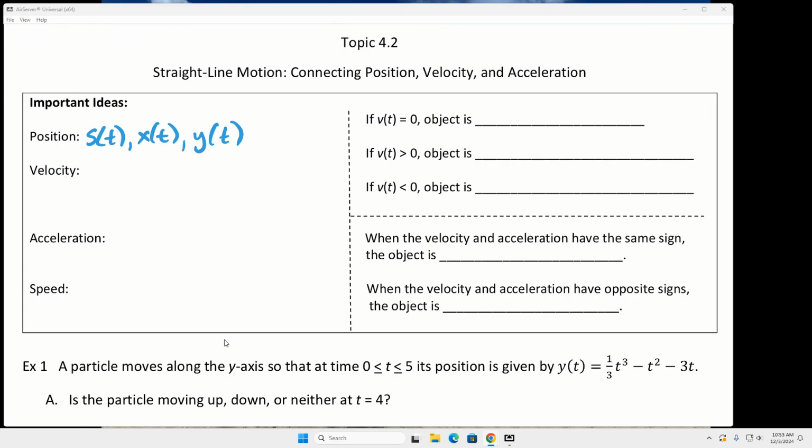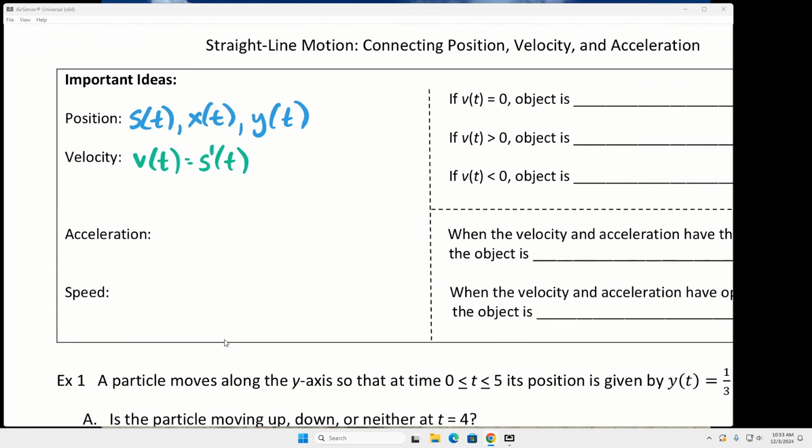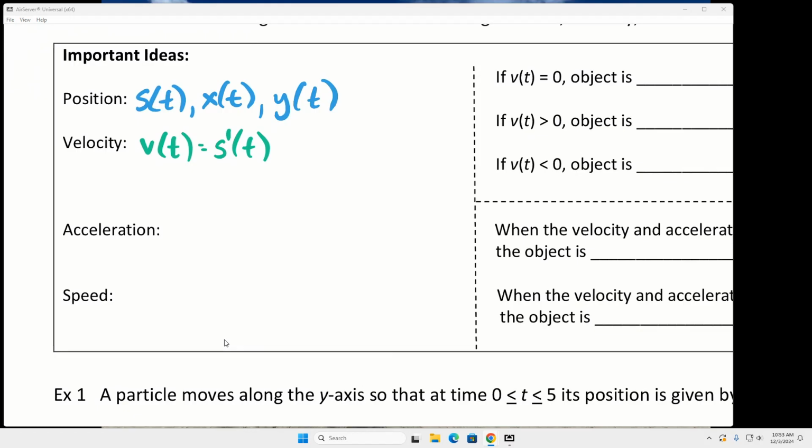All right, and then velocity usually is v of t, and you guys have figured out that the velocity is the derivative of position. And velocity is directed speed.